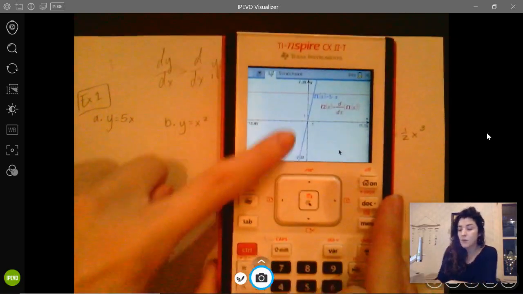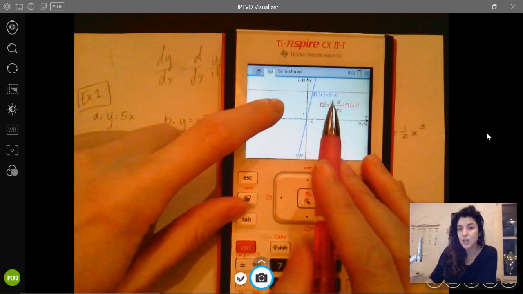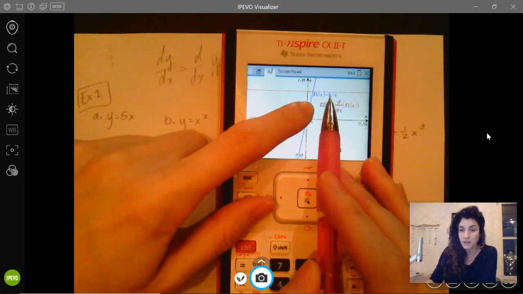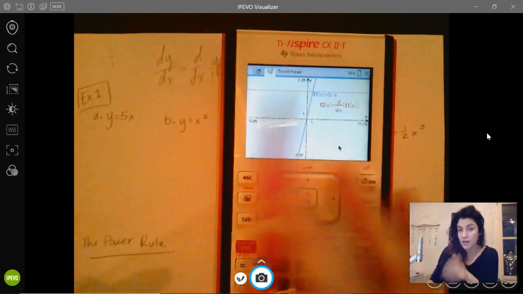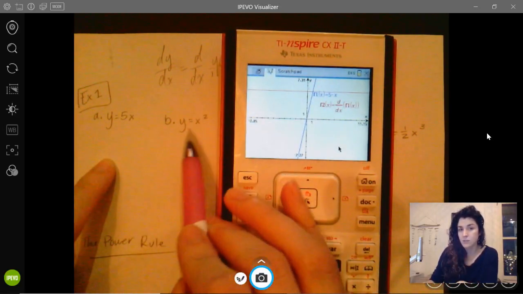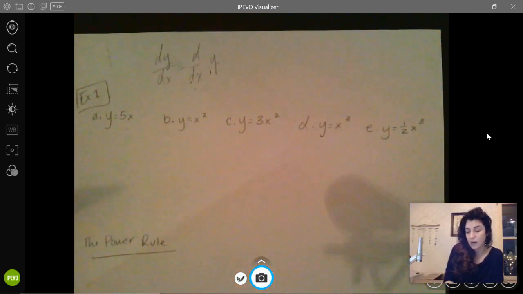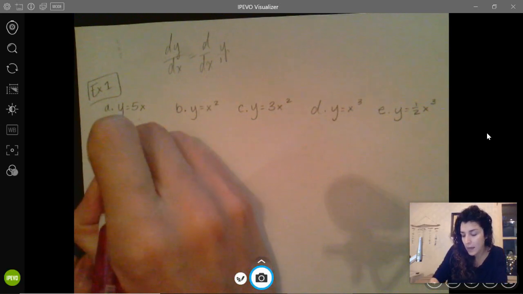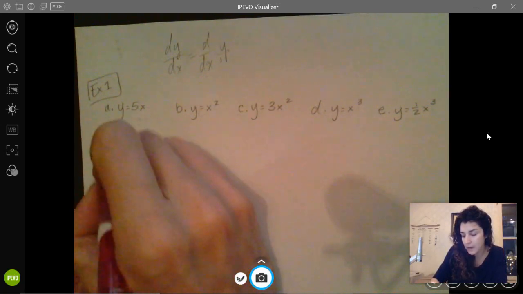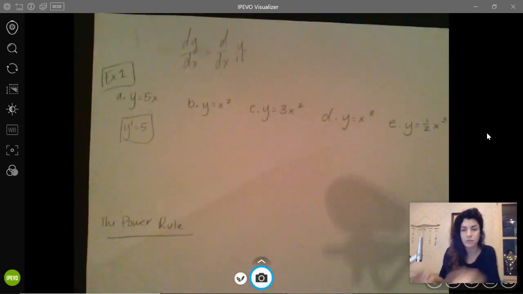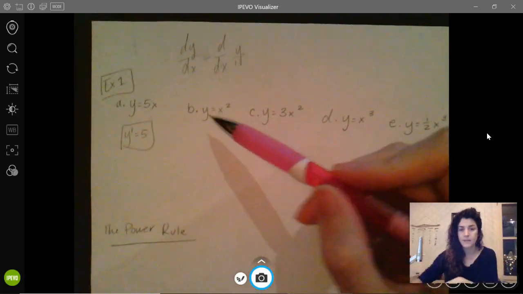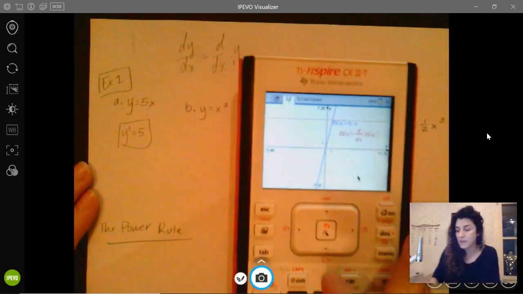So for this one, we know that the derivative is just the slope of a line. If we're just talking about a line, like 5x is a line, whereas this would be a curve. So we know that the derivative is just y equals 5. So y prime equals 5. It's just the slope of our original function. Okay, so let's try it again.